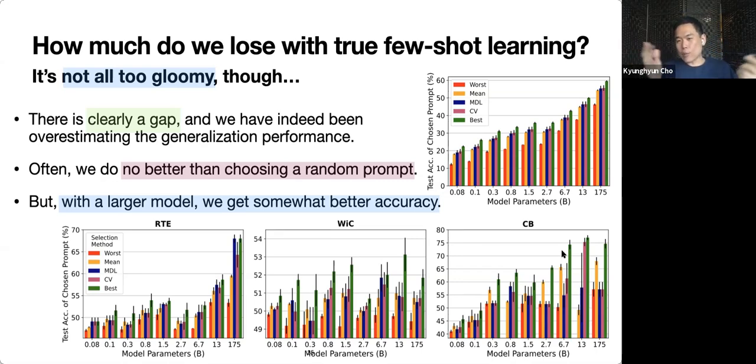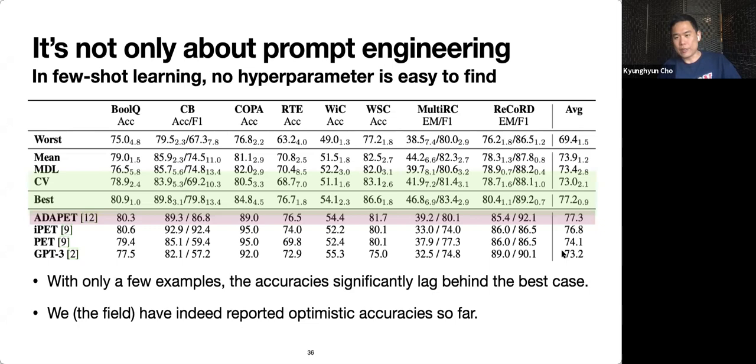But of course, it's not all gloomy. In fact, it turned out that generally, when we have a larger underlying language model, we do get somewhat better accuracy. What that means is that hyperparameter selection or prompt engineering is important, but generally the accuracy goes up as we get a better and better underlying model. So this was the one positive observation out of all these experiments. Of course, it's not only prompt engineering. Prompt engineering is difficult because the prompt space is combinatorial, but there are many other hyperparameters that are almost as difficult as prompt engineering.